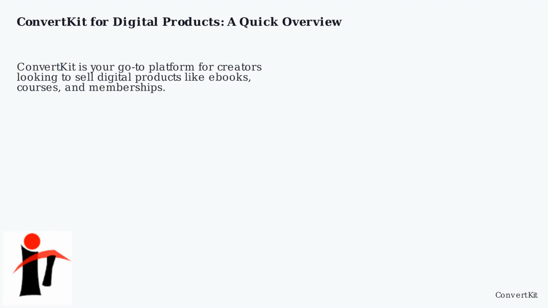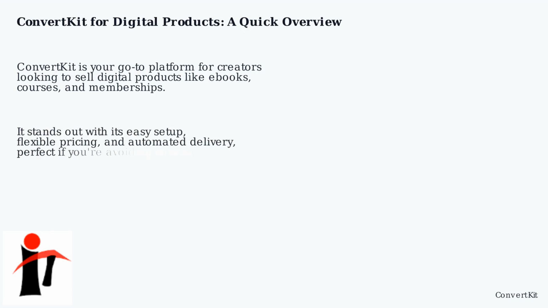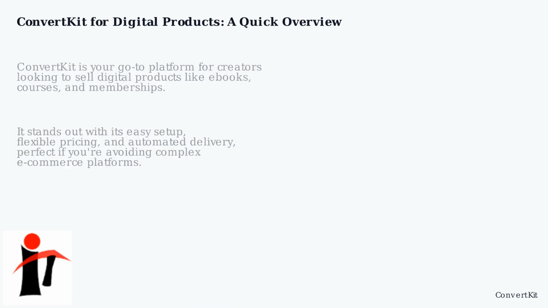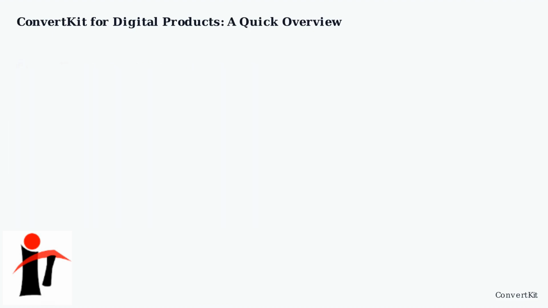ConvertKit is your go-to platform for creators looking to sell digital products like ebooks, courses, and memberships. It stands out with its easy setup, flexible pricing, and automated delivery. Perfect if you're avoiding complex e-commerce platforms.